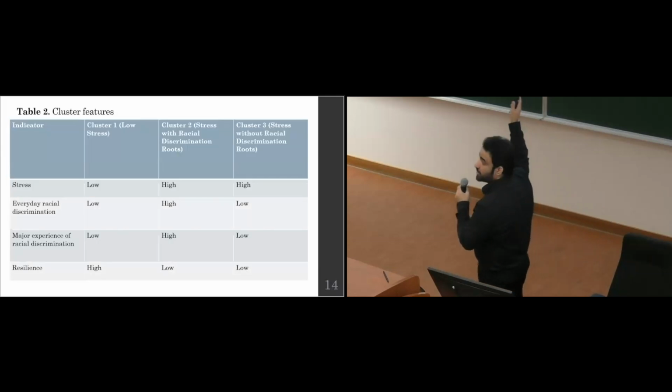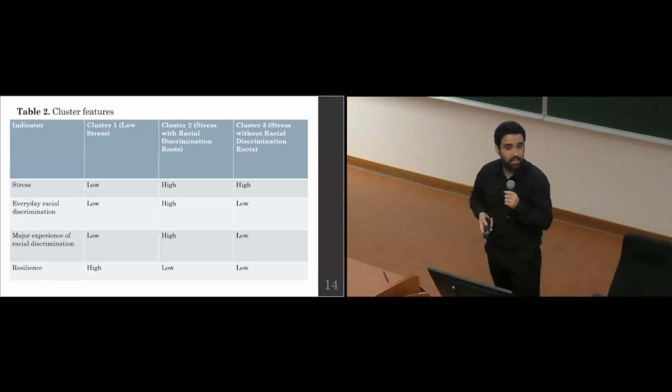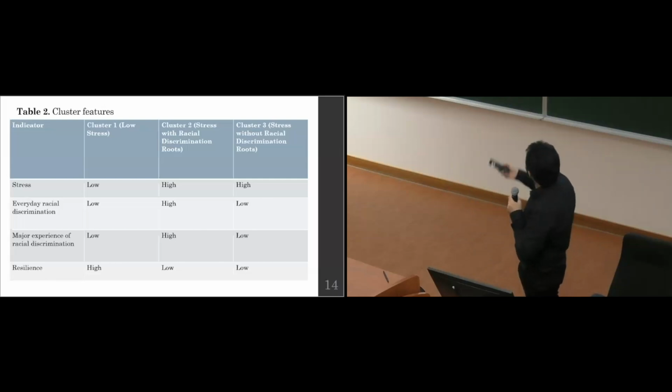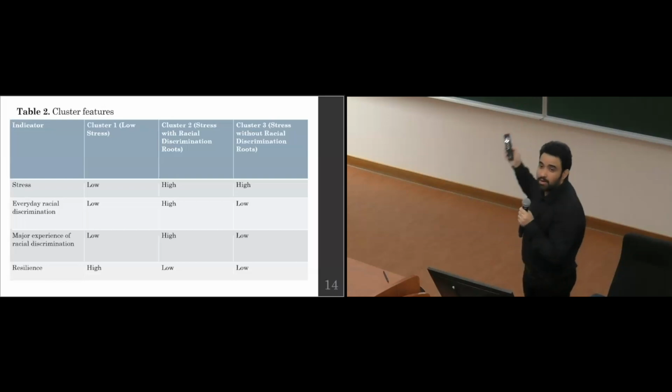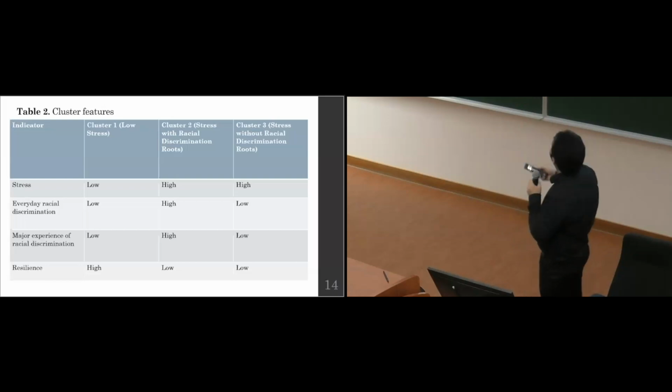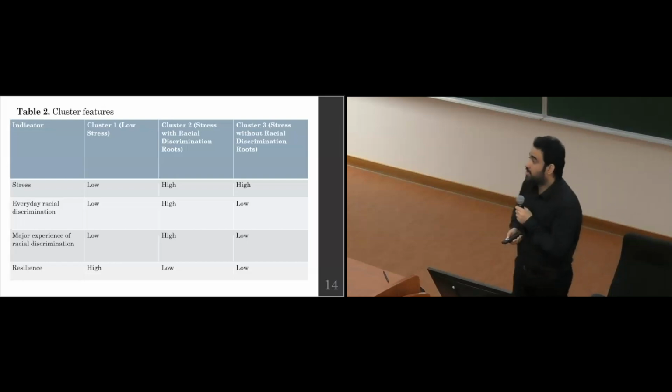And this is the summary of the results we found based on the cluster analysis, the k-means. We called the first cluster low stress. We called the second one stress with racial discrimination roots. And the third one is stress without racial discrimination roots.